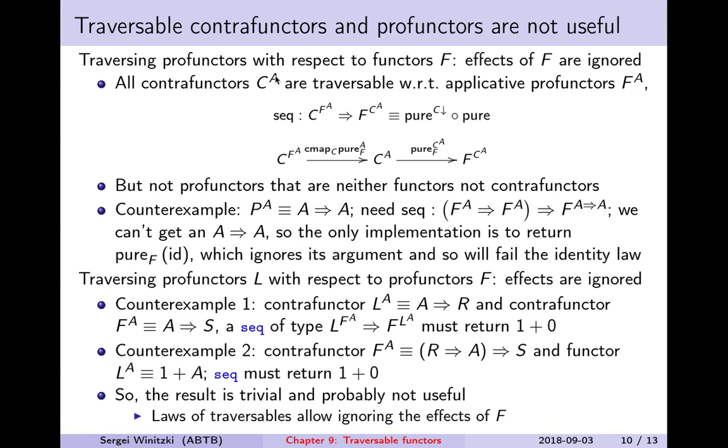Let's take a contrafunctor C A, and let's try to do a sequence on it. So that would be this kind of type signature. Now, if I have a C F A, I can contramap with the pure method, the pure F, which is A to F A, I can contramap with that to get C F A to C A. So I can get that. And then I can put that into the F using pure F. So I get F C A. And in fact, there's no other way of doing this generically.